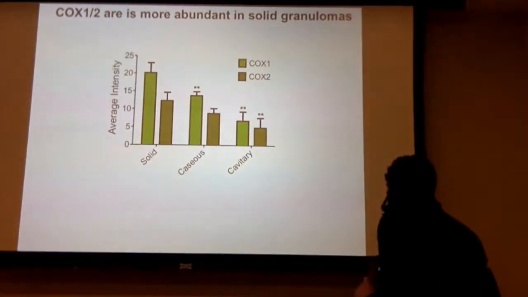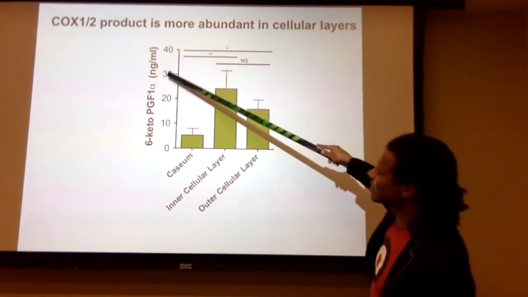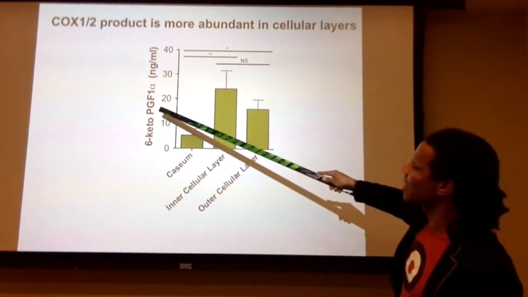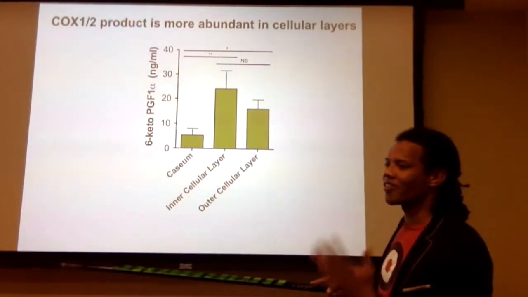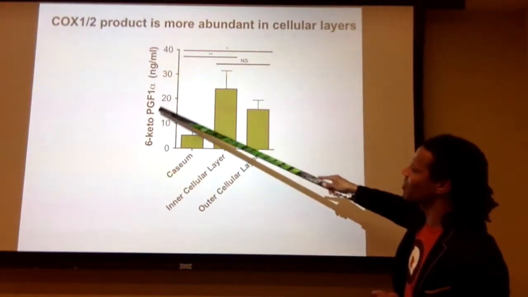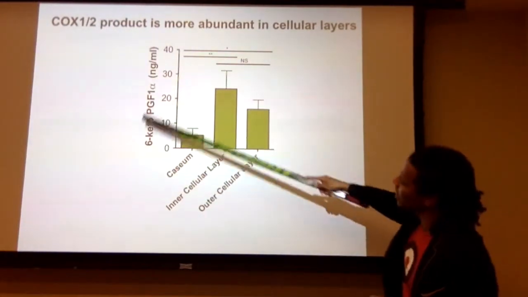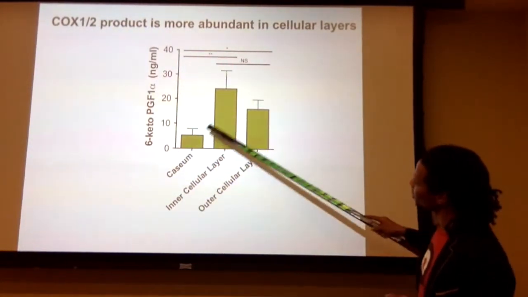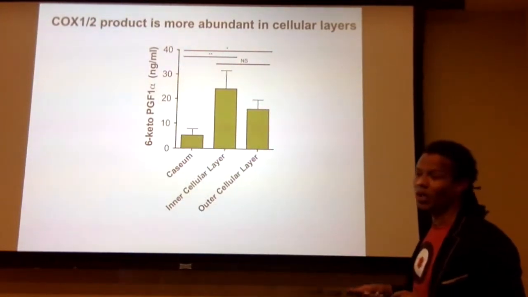So basically one of the known molecules that are anti-inflammatory in the COX pathway is this stable form of prostacyclin, which we think might be limiting the uncontrollable levels of leukotriene that leads to damage. And we used MALDI-MSI to measure or to quantify the amounts of this prostacyclin, and we found that it was associated with cellular layers, and it was actually less so in the calcium.